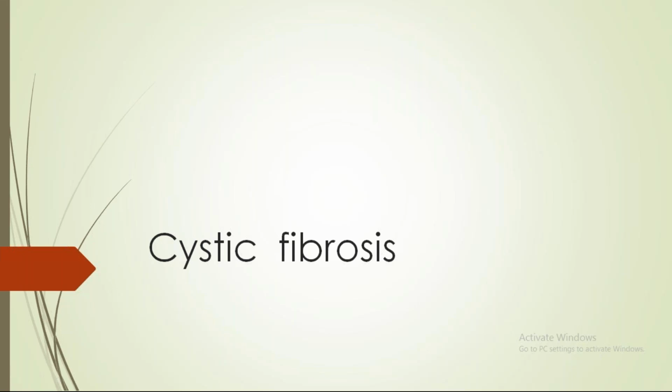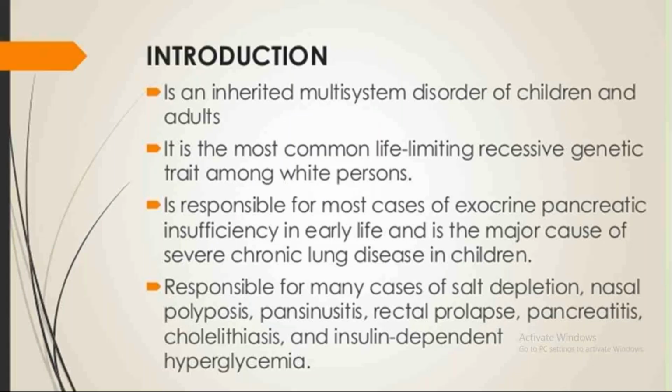Today's topic of discussion is cystic fibrosis. Coming to the introduction, it is an inherited multi-system disorder which affects mostly children and adults, and it has an autosomal recessive pattern of inheritance. It is responsible for most cases of exocrine pancreatic insufficiency in early life, and it causes severe chronic lung disease in children.